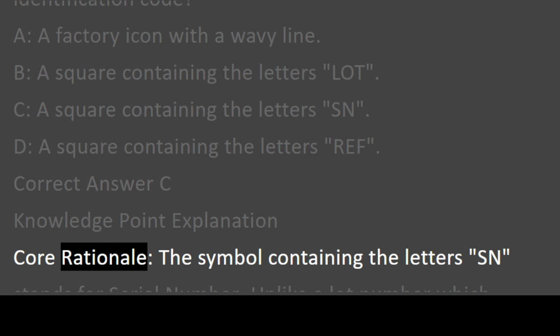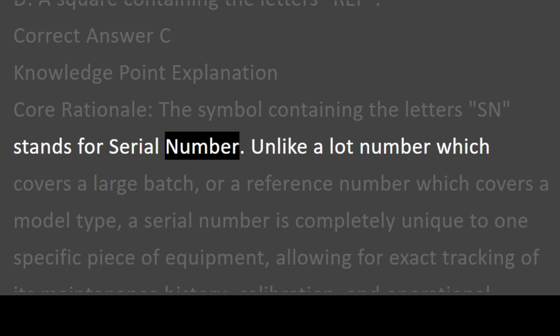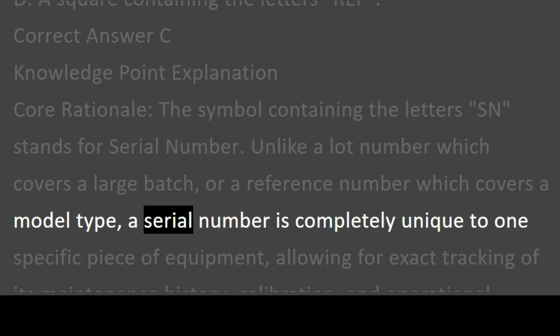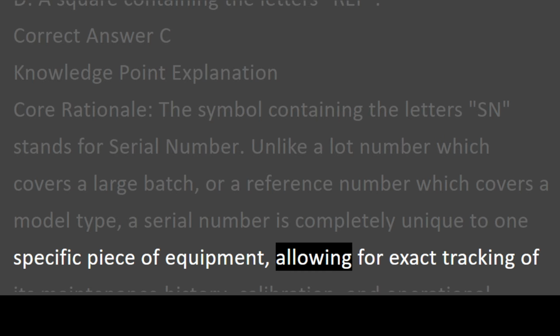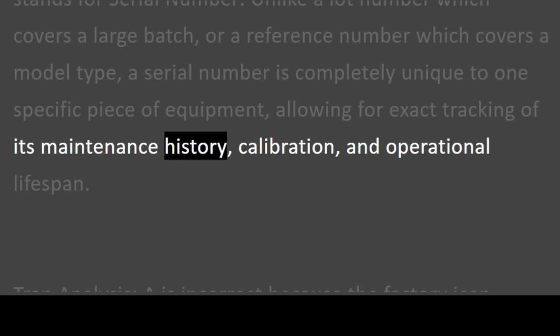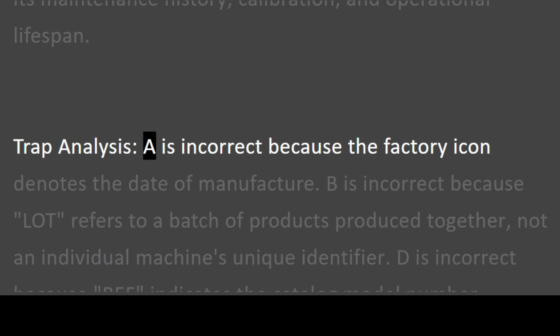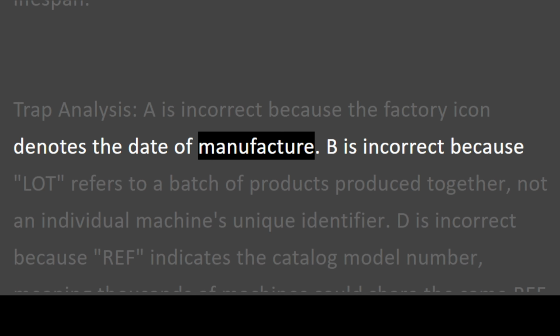Core rationale. The symbol containing the letters SN stands for serial number. Unlike a lot number which covers a large batch, or a reference number which covers a model type, a serial number is completely unique to one specific piece of equipment, allowing for exact tracking of its maintenance history, calibration, and operational lifespan. Trap analysis. A is incorrect because the factory icon denotes the date of manufacture.